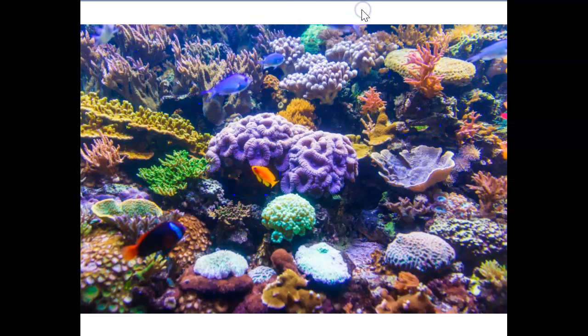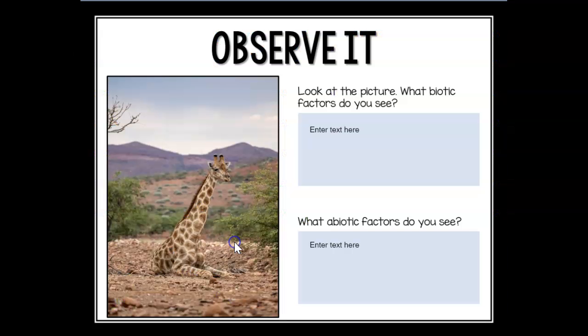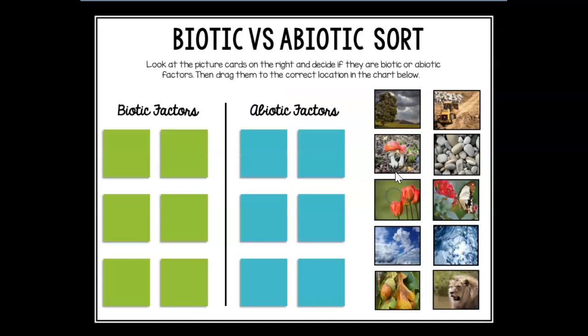All right, so for your assignment and practice today, you're going to do a couple things. The first off is there's just a picture of a giraffe on a savanna. You're going to go ahead and list the biotic factors and the abiotic factors. There's then a sort for you. You're going to click and drag to what is showing to be biotic and what is showing to be abiotic. This first one right here is showing the tree. This one is showing the dirt.